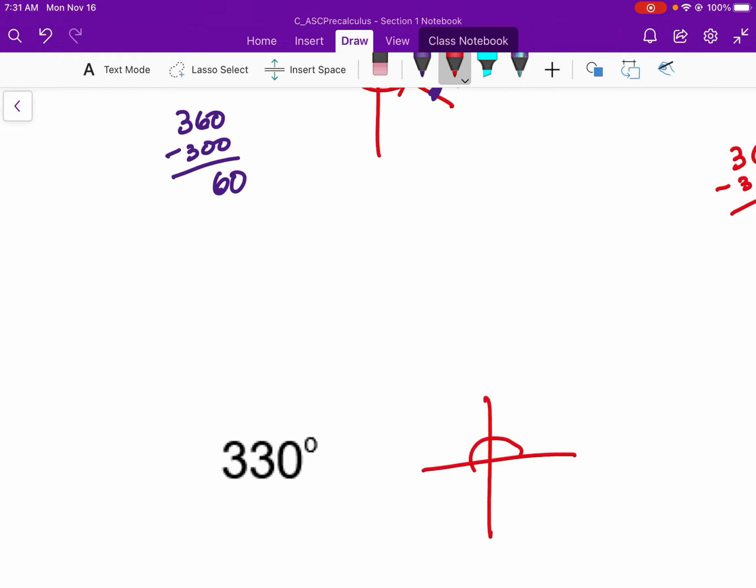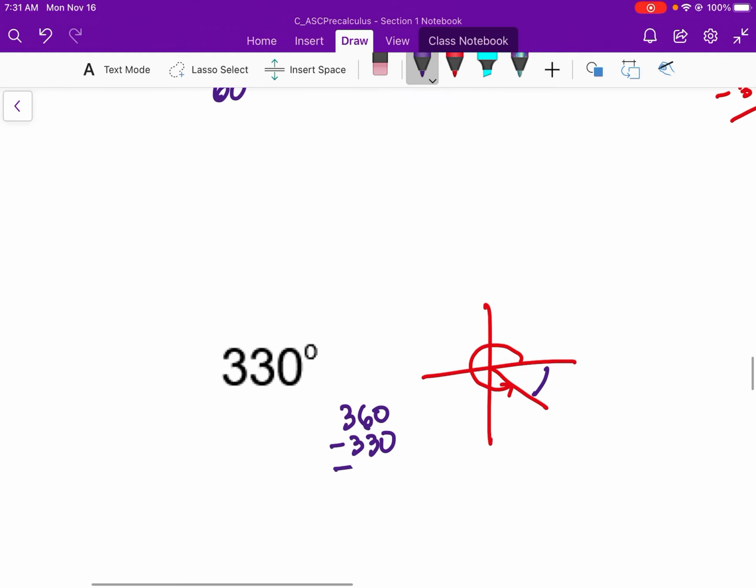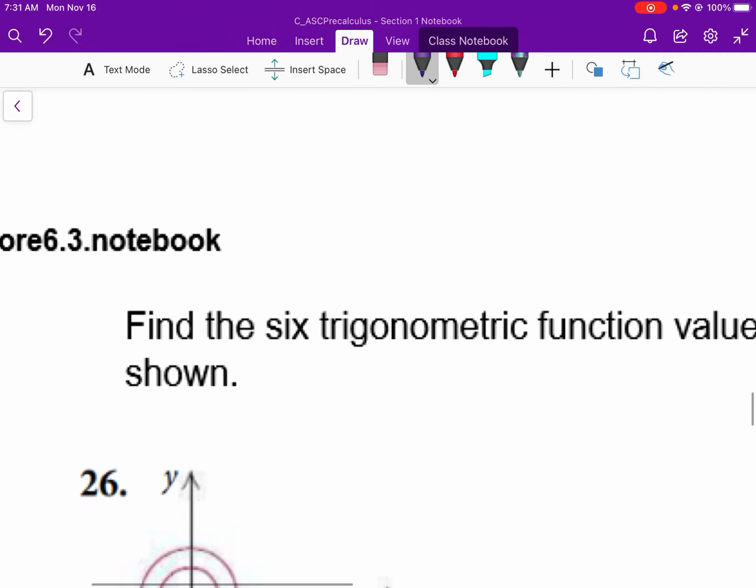And 330 is the same. We're going to go around, right? How far from the x-axis am I? Notice almost all of these pictures look exactly the same. 360 minus 330 is 30 degrees. So my reference angle is 30 degrees.